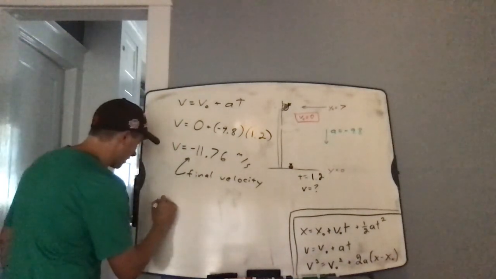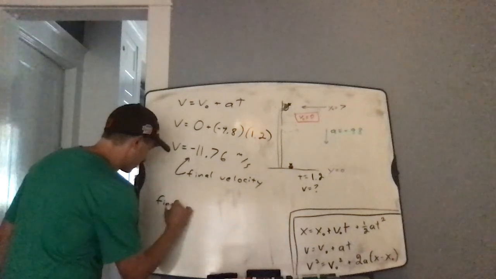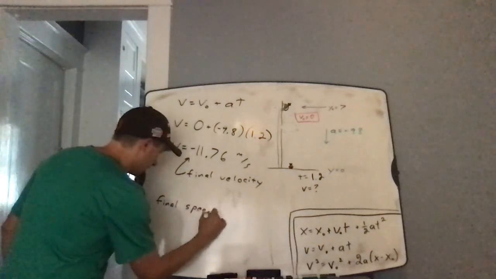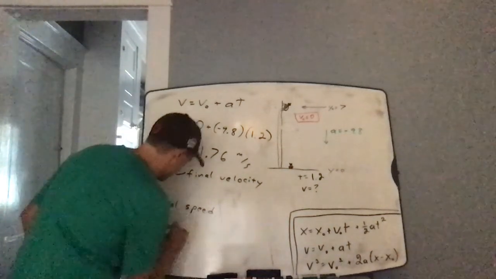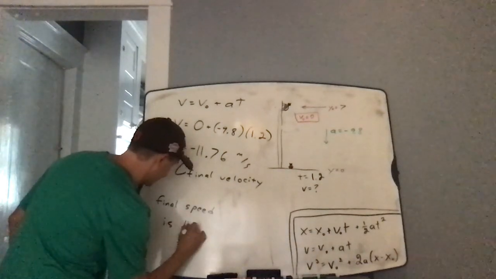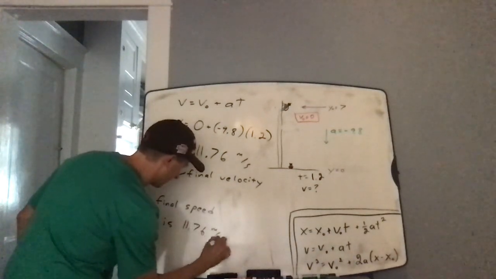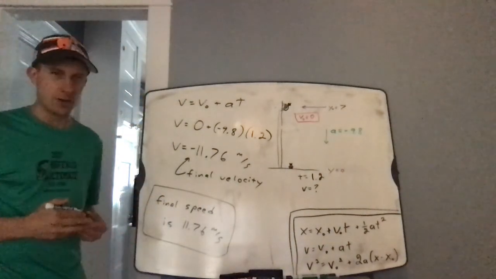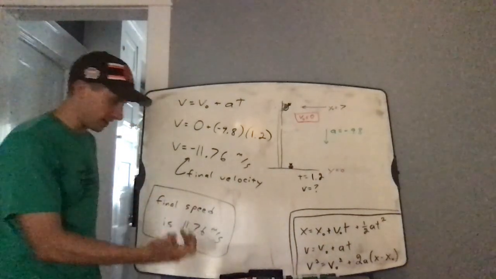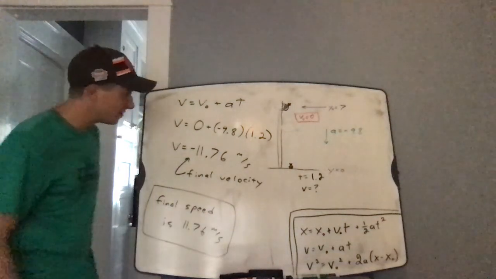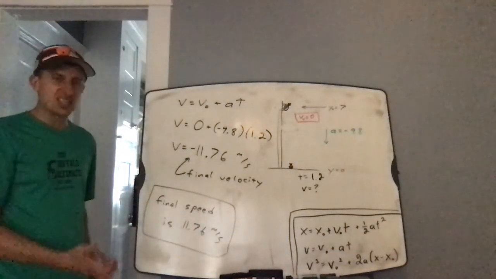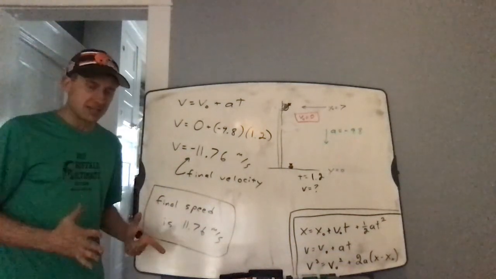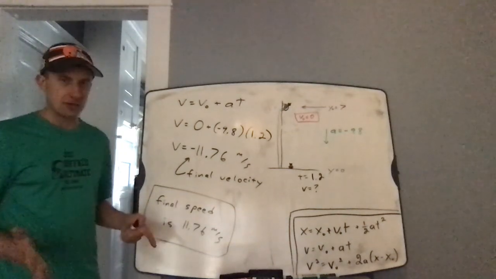So I could say the final speed, I could just write as 11.676 meters per second. And this is how fast the bear is moving when it hits the ground to fall victim to the vicious cat below. You could basically say speed is just the magnitude or the absolute value of velocity.